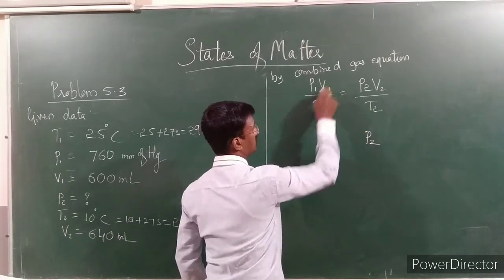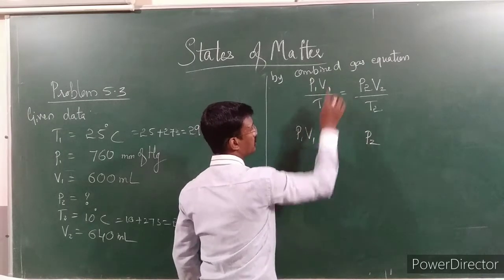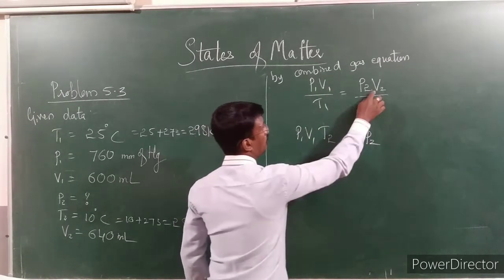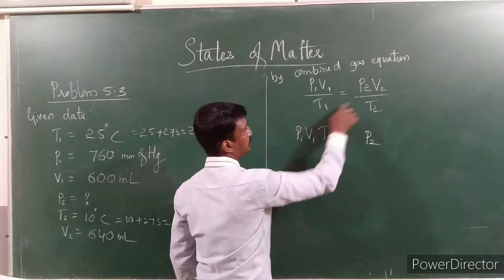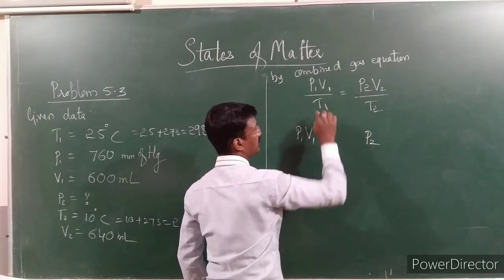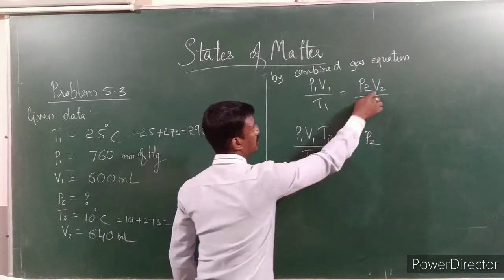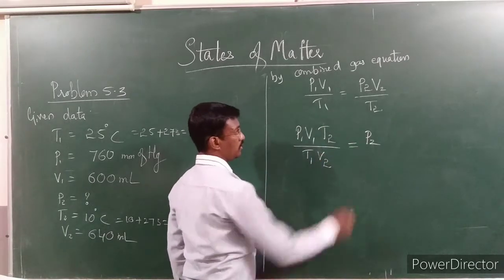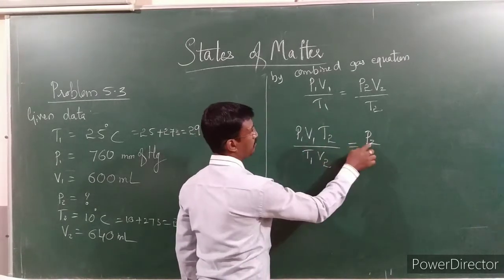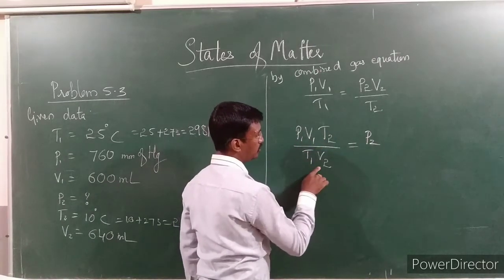Means P2 will come this side. Therefore P1 initially as it is. P2 coming to this side. V1 will come into the numerator, and when V2 comes, it will divide, means V2 comes in the denominator divided by T1 as it is, and I am writing the V2 here. So this is about the P2. So P2 is equal to P1 V1 T2 divided by T1 into V2.